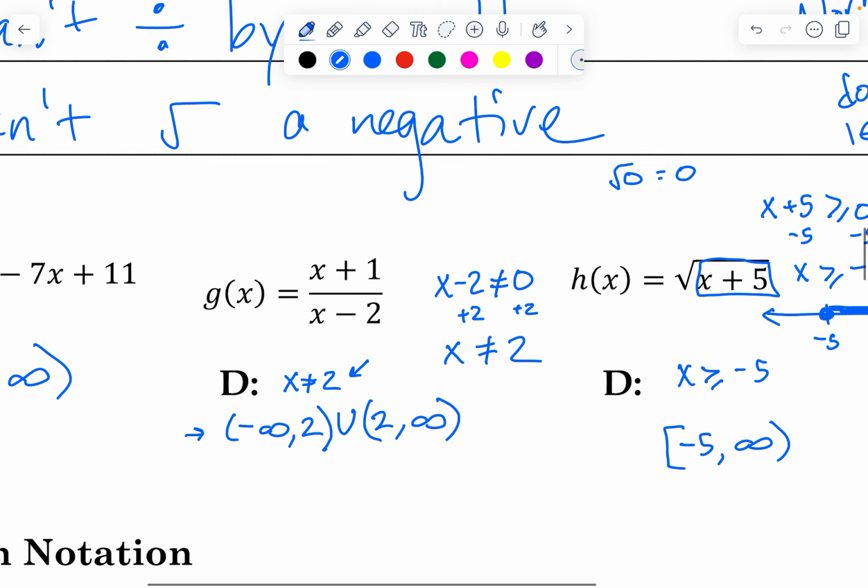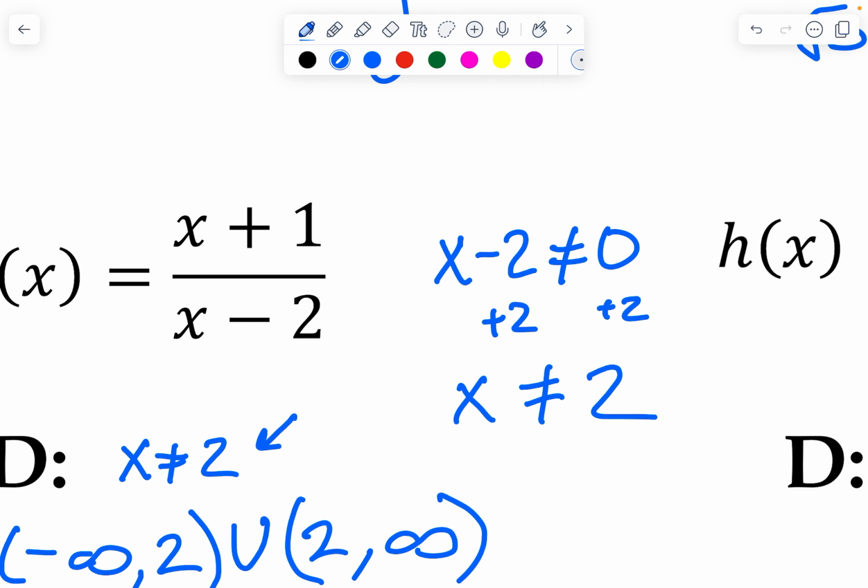Back over here, we came up with this idea of x can't equal 2. We could think, well, what happens if I plug in 2? Well, 2 minus 2 is 0, and that is a problem. You're not Chuck Norris. You can't divide by 0.